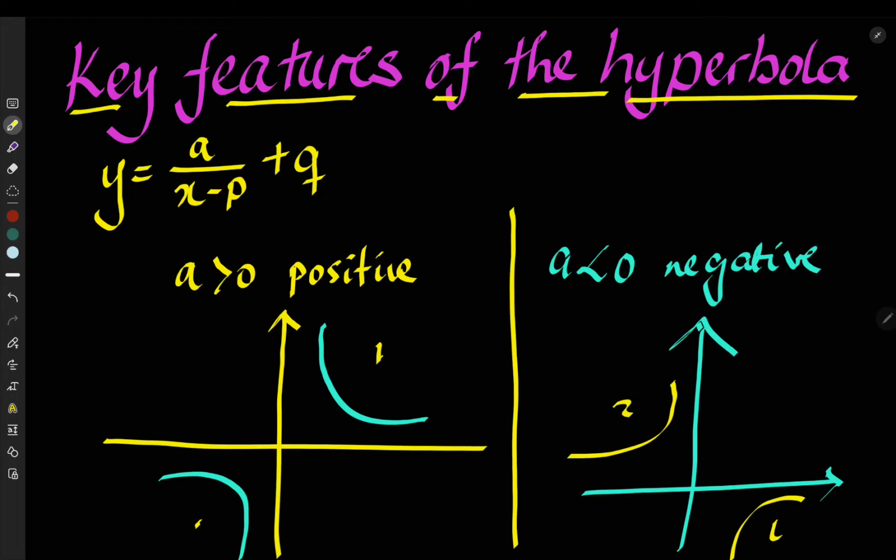So P and Q are the asymptotes, and A determines the shape of the graph and the position in terms of the asymptotes, either in the first or third quadrant, or the second or the fourth quadrant. So now let's look at some examples and discuss these features further.